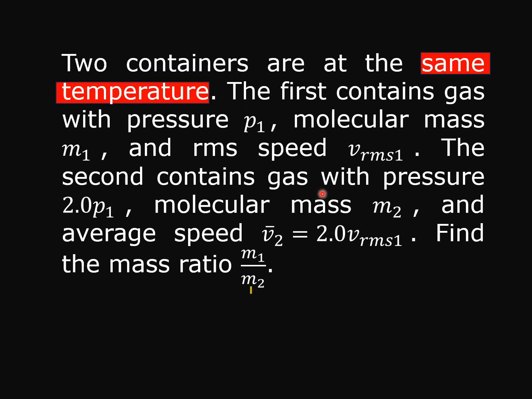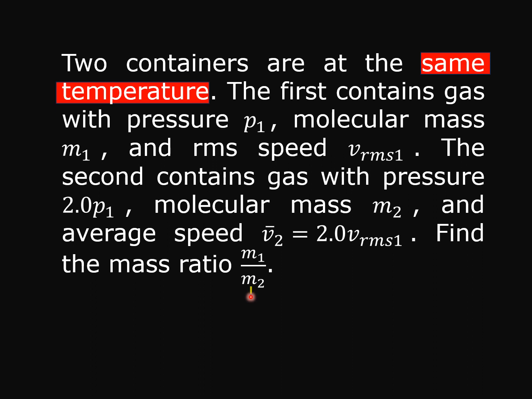It is given in the question that the two gases in the containers have the same temperature. It means that the average kinetic energy per molecule for these two gases is the same. But it does not mean that the pressures are the same. In the first container, the pressure is P1, but in the second container, the pressure is 2 times P1. M1 and M2 are also not necessarily the same. That is why the question asks you to find the mass ratio M1 to M2.